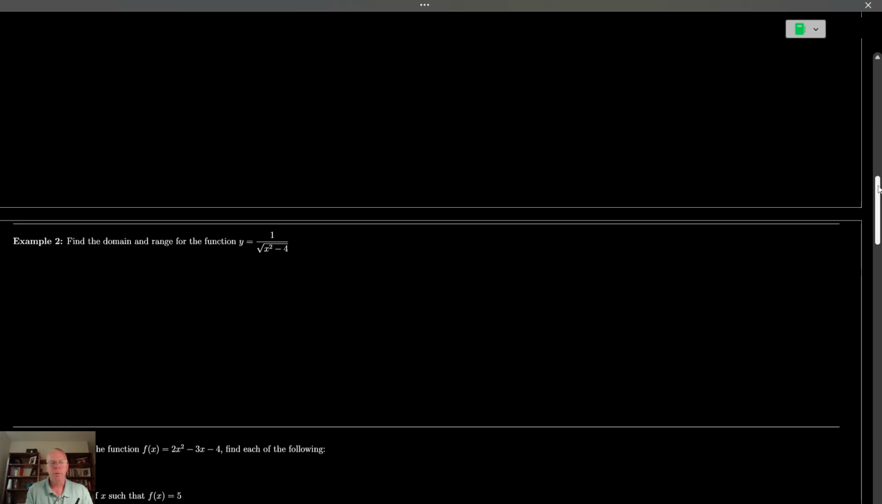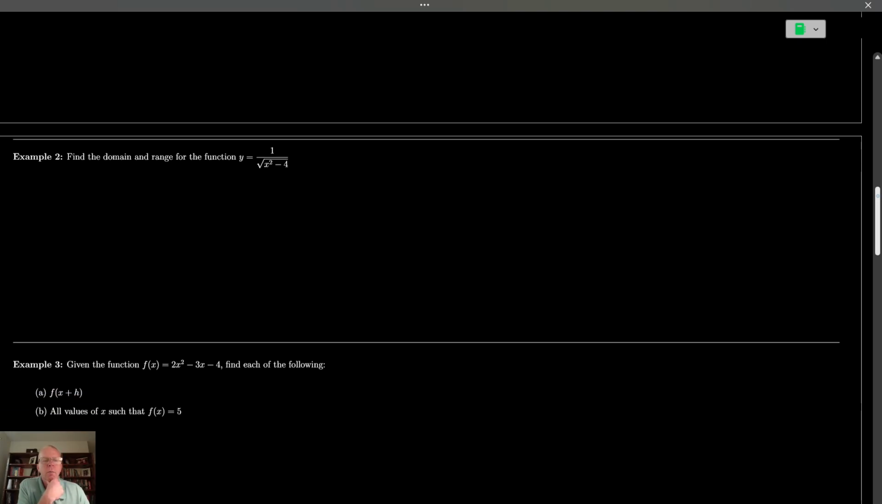All right, here's another one. Find the domain and range for this guy: y equals 1 over the square root of x squared minus 4. This is not going to be a list of numbers, because you could plug in a lot of things for x. You could plug in integers, 2, 3, 4, 5, 6, and so on. You could plug in decimals. You could plug in irrational numbers, so you could plug in pi. You could plug in square root of 9. You could plug in square root of 36, and those may or may not work, but there's no way to list all the possible numbers that you could get.